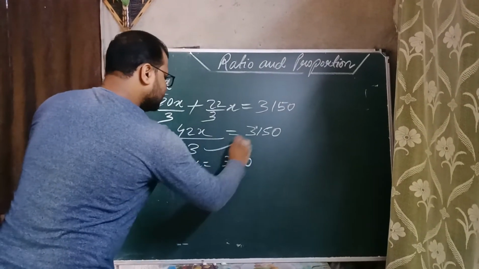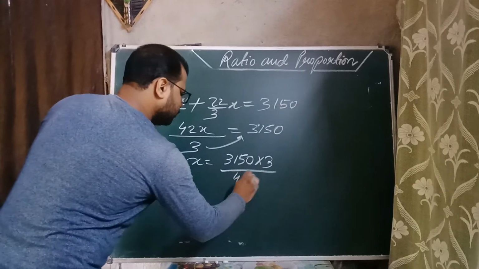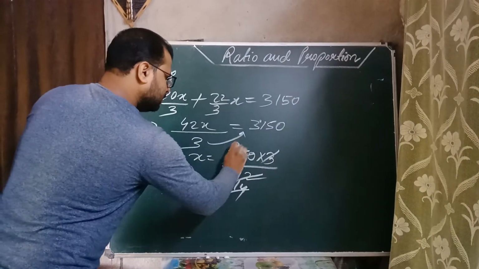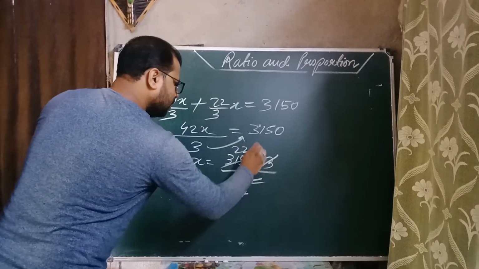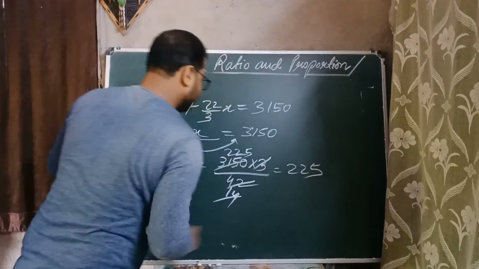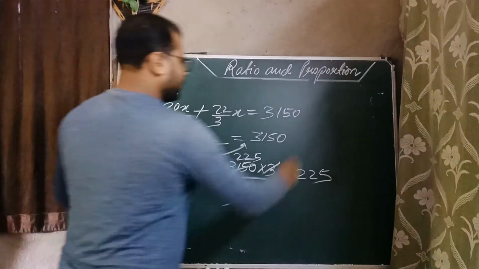This 3 will move this side. So into 3 divided by 42. 3 14s are 14. 2s are again 14. 2s are 14. 5s are how much? 225. This is the value of x we have got. Correct? No?